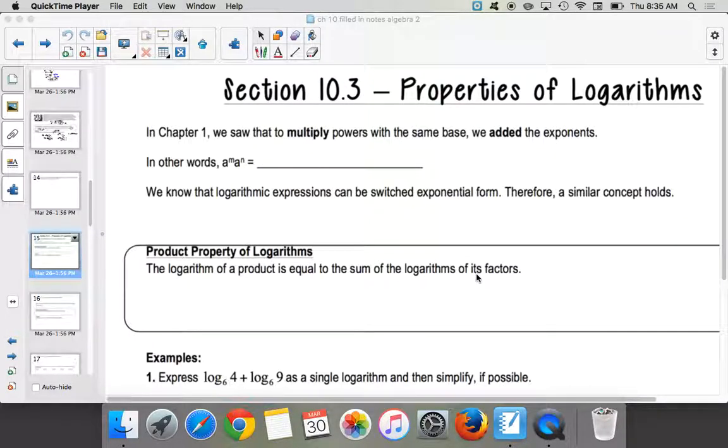Logarithms, but now we're going to learn some strange properties. So these rules are going to seem weird at first, okay? But we're always going to relate them back to exponent rules.